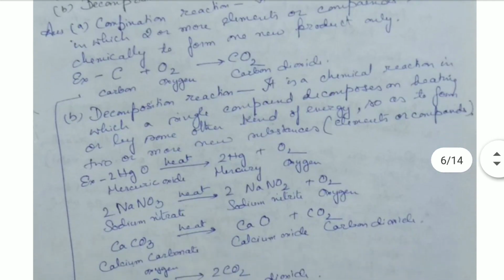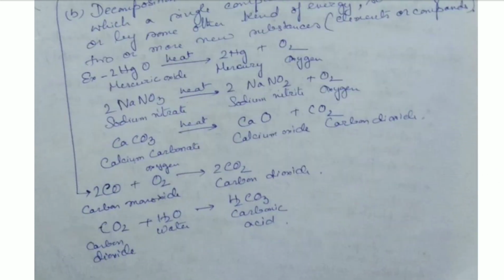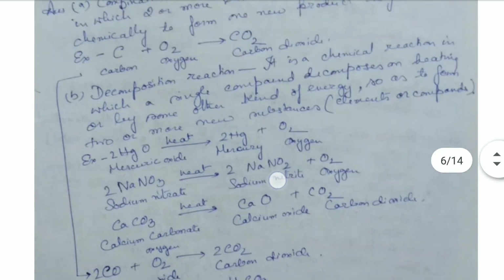Another, one compound and one element can also combine, like carbon monoxide and oxygen combining to form carbon dioxide. Or carbon dioxide and water: here two compounds are combining to form carbonic acid, H2CO3. That is, carbonic acid is formed by combining two compounds, carbon dioxide and water.